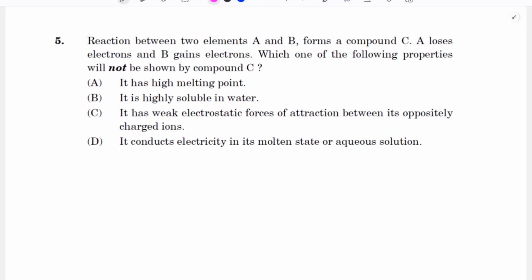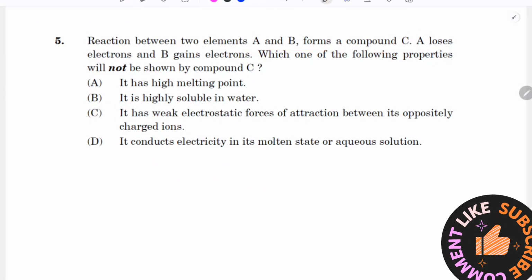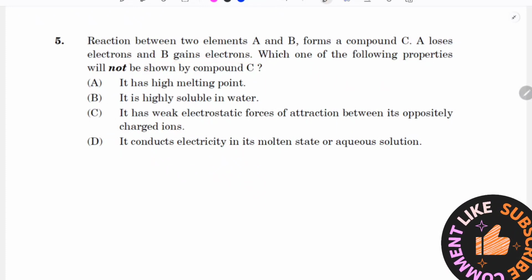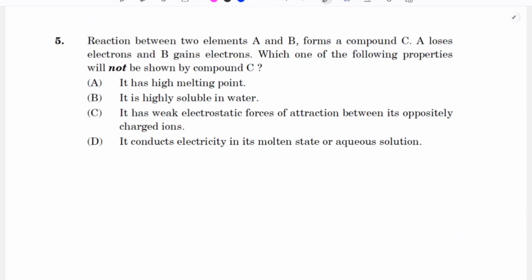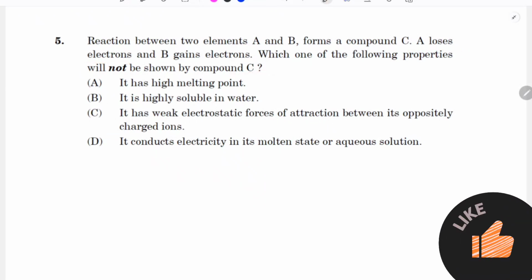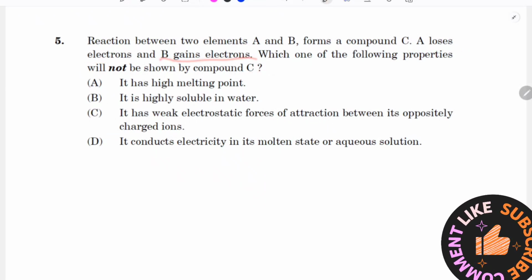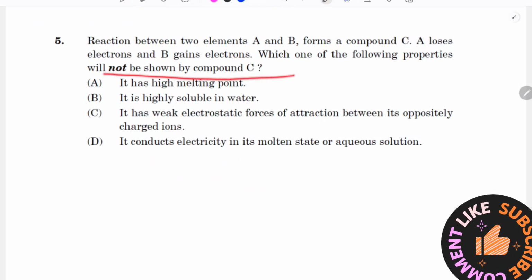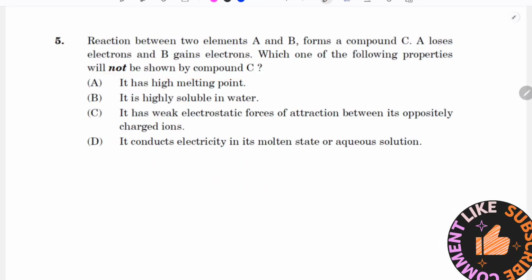Reaction between 2 elements A and B forms a compound C. That means when A and B are reacting, C is formed. A loses electrons and B gains electrons. So which one of the following properties will not be shown by compound C? A is losing electrons, that we have to remember. So A becomes positively charged. B gains electrons, that means B becomes negatively charged. Which one of the following properties is not shown by compound C?